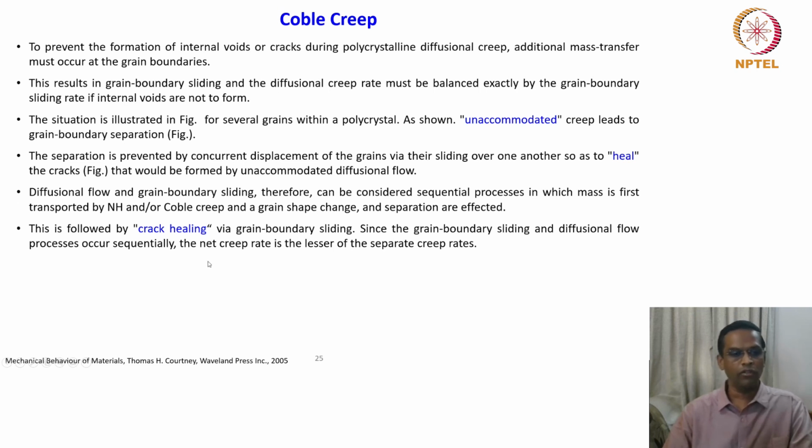Since the grain boundary sliding and the diffusional flow processes occur sequentially, the net creep rate is the lesser of the separate creep rates. So this is quite understandable, right? The net creep rate considers all this activity: Nabarro-Herring, Coble creep, and then grain boundary sliding. All these events have to be taken into account. So that is why it is called a net creep rate, which is lesser than the individual creep rates. Depending upon the stress, local stress, the temperature and many other factors, each mechanism of the creep can dominate, and the net one is much less than the individual events. That's what it is.